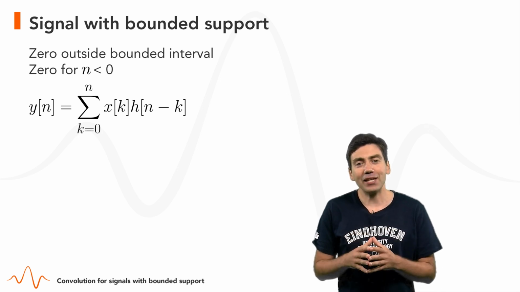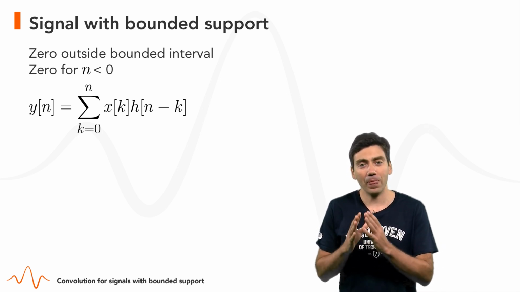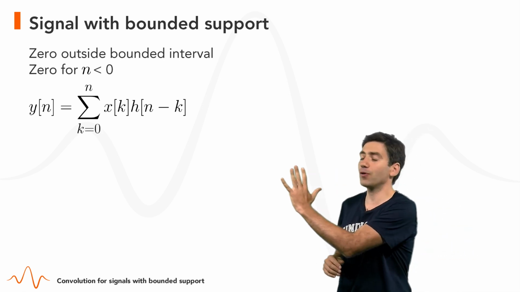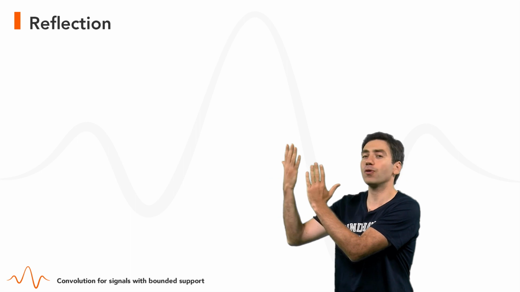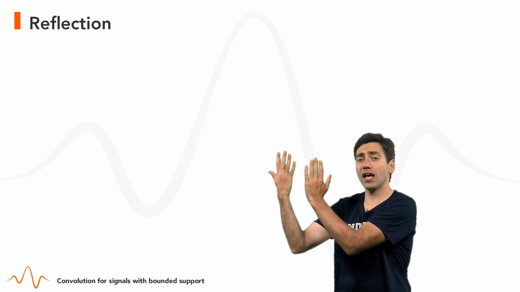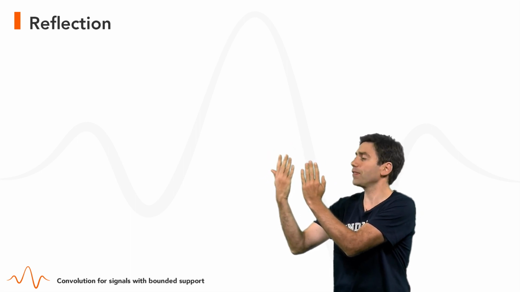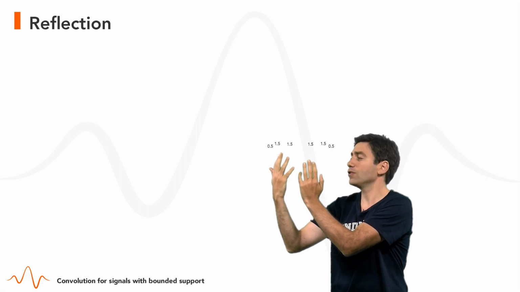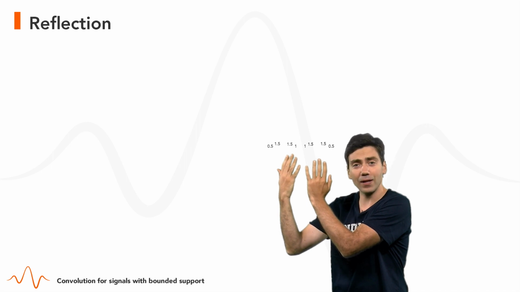To help us understand convolution, I will use my hands to denote the two signals x and h. I'll use my left hand to denote x and my right hand to denote h. I'll assign numerical values. To my thumbs, I assign the value of 0.5. To my forefinger and my ring finger, I'll assign the values of 1.5. To my little finger, the value of 1. And to my middle fingers, I will assign the value 2.